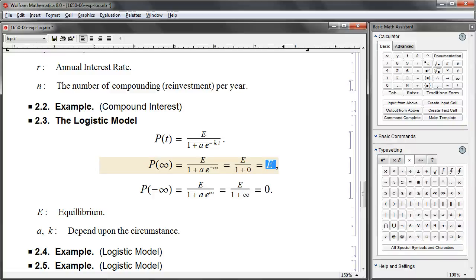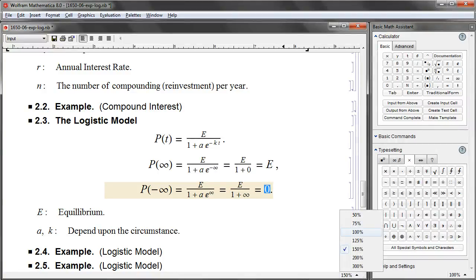What if we go to negative infinity? In that case, negative infinity will replace this t over here. So we have e to the positive infinity downstairs, which is infinity. So we have E over infinity basically, and that's going to be 0. So we're going to have 2 horizontal asymptotes.